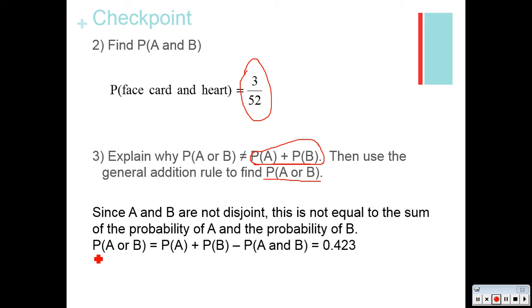So the general addition formula would be this right here. If we're talking about the probability of A or B, meaning the probability that you would choose a card that's a face card or a heart, I would do the probability of A plus the probability of B minus the probability of A and B, which when I do that, I get a value of 0.423.